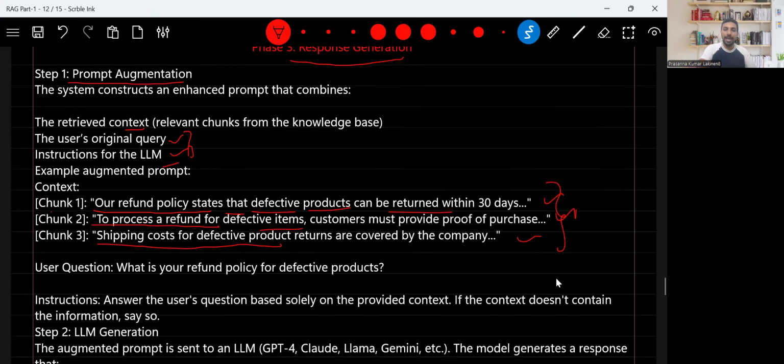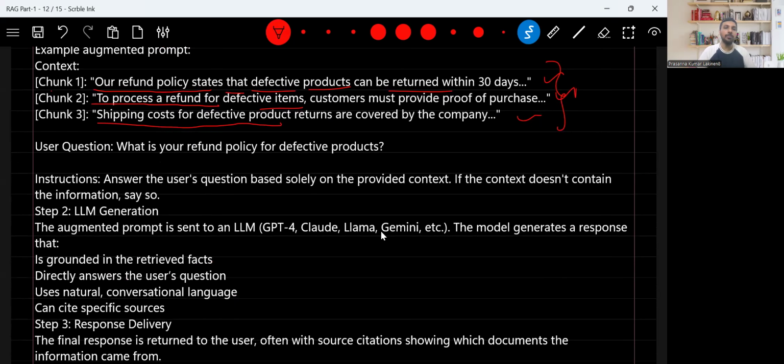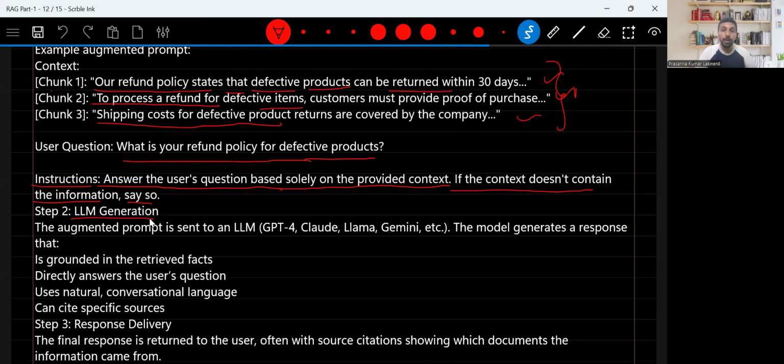Now, what is the user query? What is the refund policy for defective products? Now the instructions: answer the user's query based solely on the provided context. If the context does not contain the information, say so. Now comes LLM generation. We cannot directly get the exact information from the vectors. Now LLMs come into the picture and will give you the exact answer with their own capability.